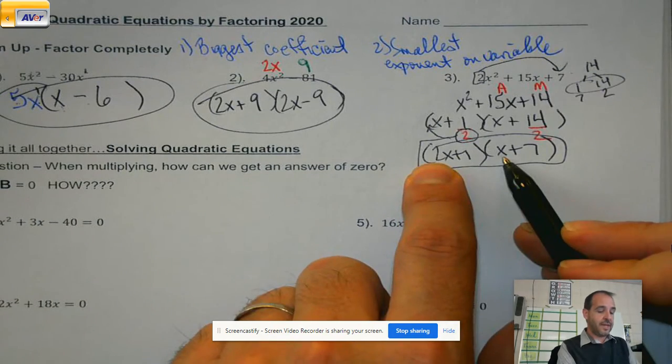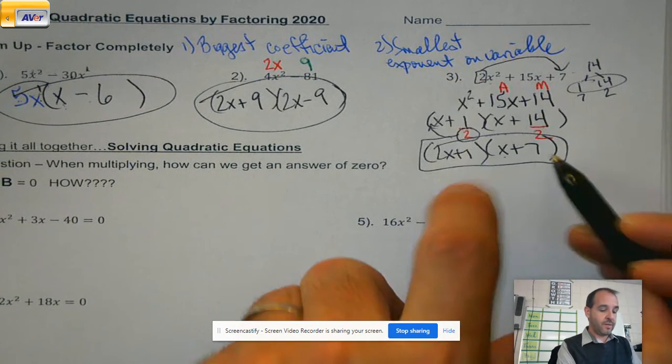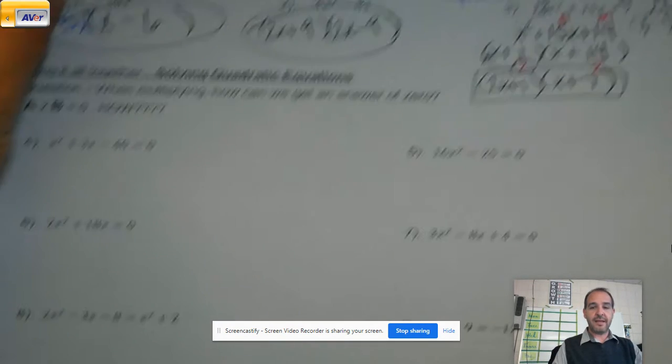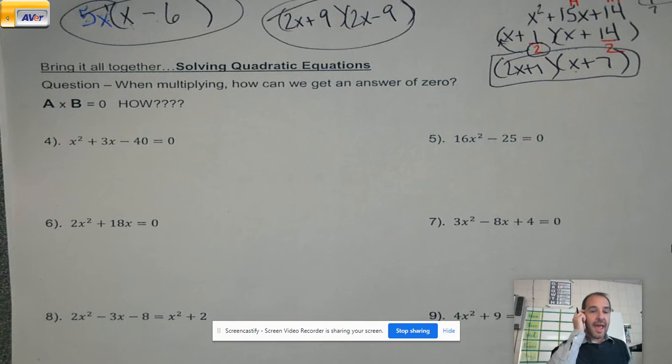Now, 2 times x is 2x squared. 1 times 7 is 7. And I have a pretty good idea that I did this right. That's some of the stuff we were doing before in factoring. The only thing we're going to add to the process now is, hey, let's factor, but let's find solutions this time. We're going to take one more step.